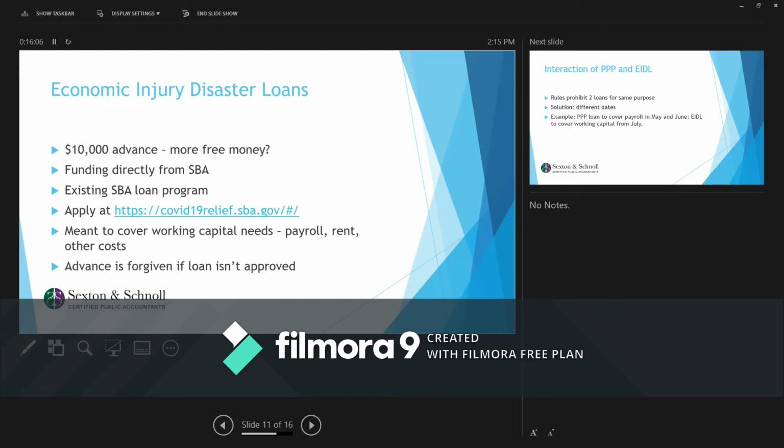So the EIDL, these loans can cover actually more than just payroll. They can cover rent, other working capital needs, including other debt payments. And something they're promising with the EIDL for COVID-19 is that when you apply, supposedly you can get a $10,000 advance on loan proceeds. And that advance is actually forgiven if the loan isn't approved. So that's another opportunity potentially for free money.